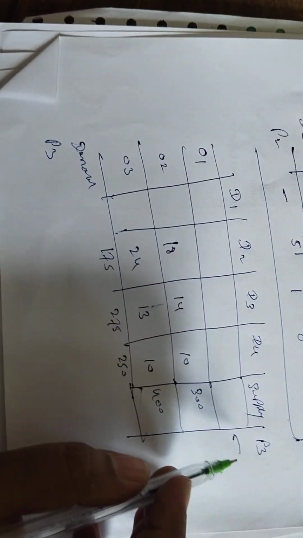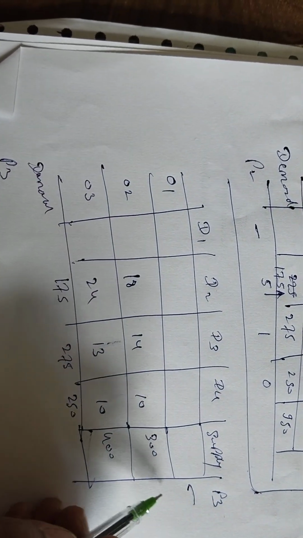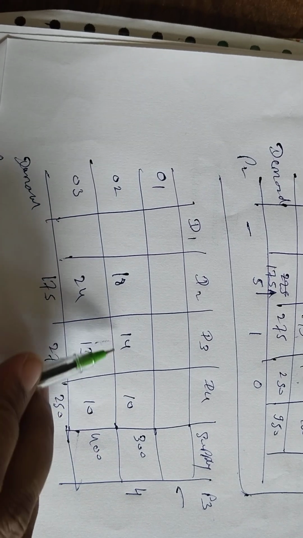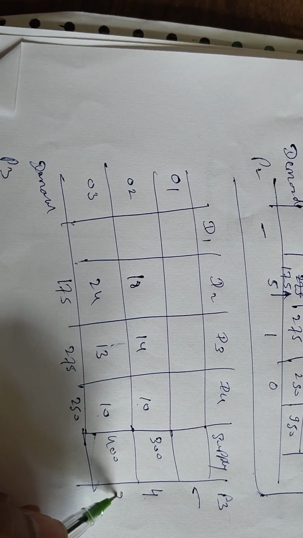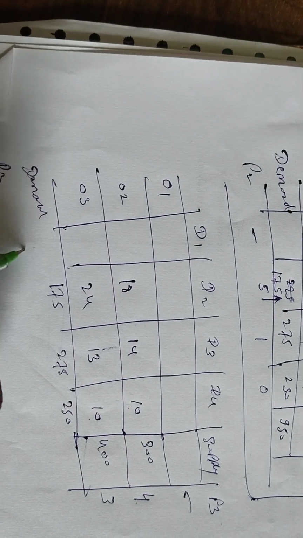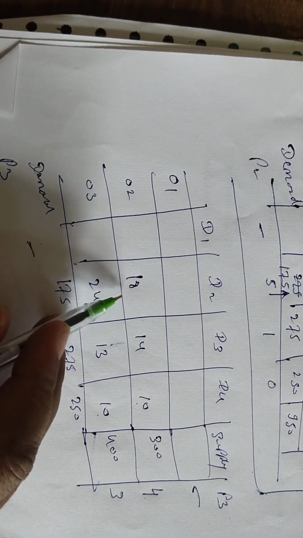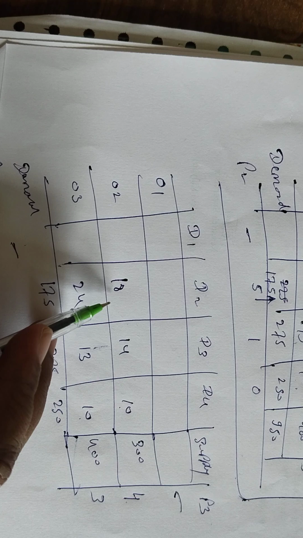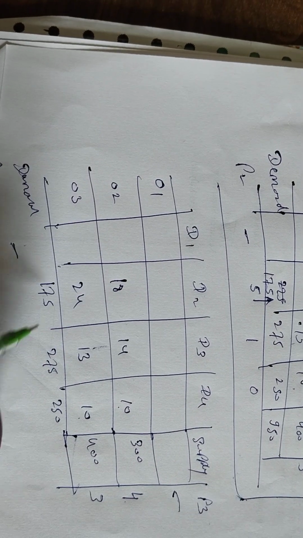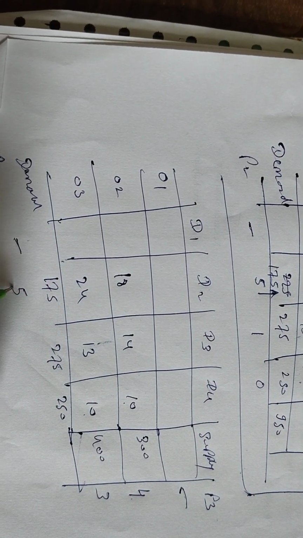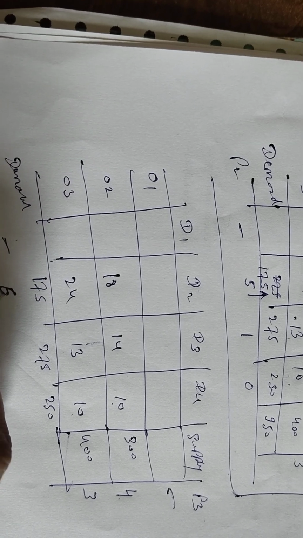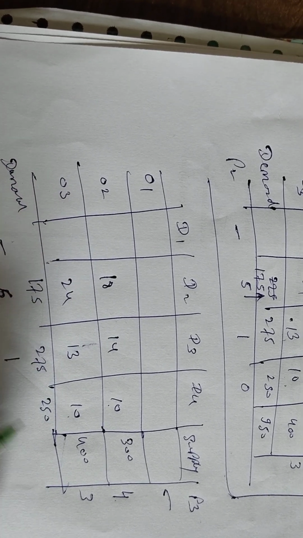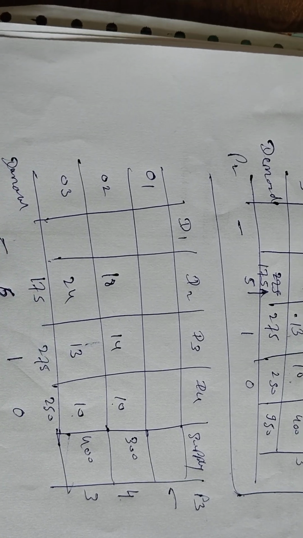Row wise, the first one is blank, nothing is there, so leave it blank. And for the second, the penalty is 4: 14 minus 10, the difference is 4. And here 13 minus 10, the difference is 3. Column wise, the first element is blank. Second element, 24 minus 18, so the penalty is 6 here. And here it is 1 and here it is 0.